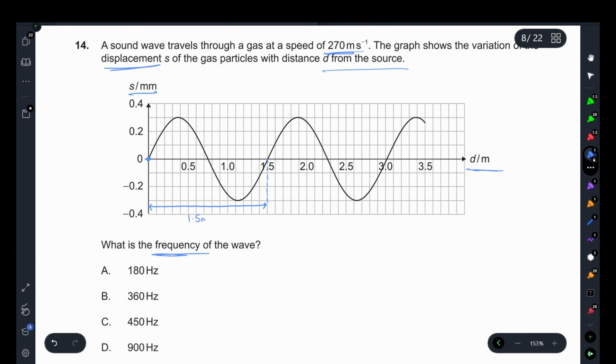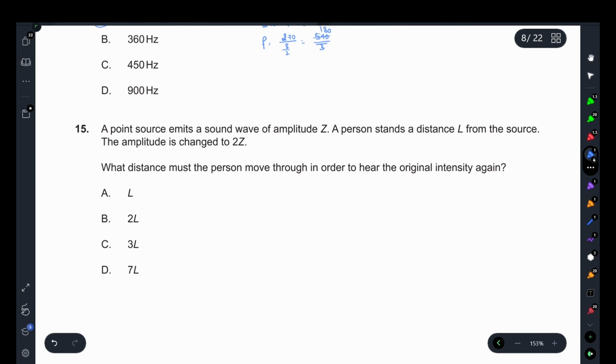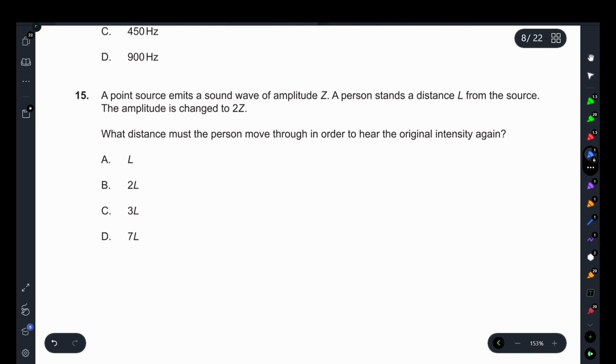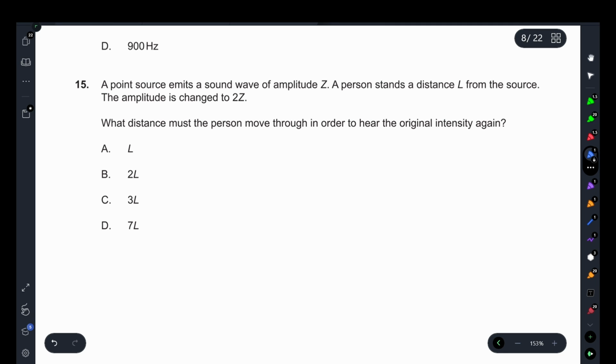If we take this distance, which is 1.5 meters, and our speed, which is 270 meters per second, let's use v equals f lambda. So 270 is equal to f times 1.5 meters. So f is equal to 270 by 3 by 2, 540 by 3, 180 hertz. Again, quick maths is pretty effective when you are doing physics HL especially. So get those numbers in, guys. Otherwise, it's going to take a while.